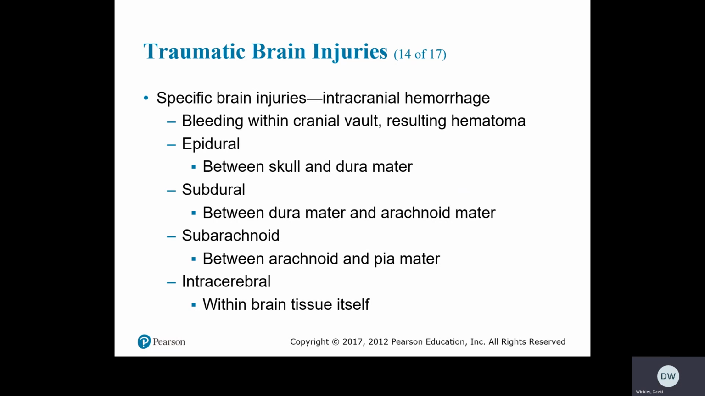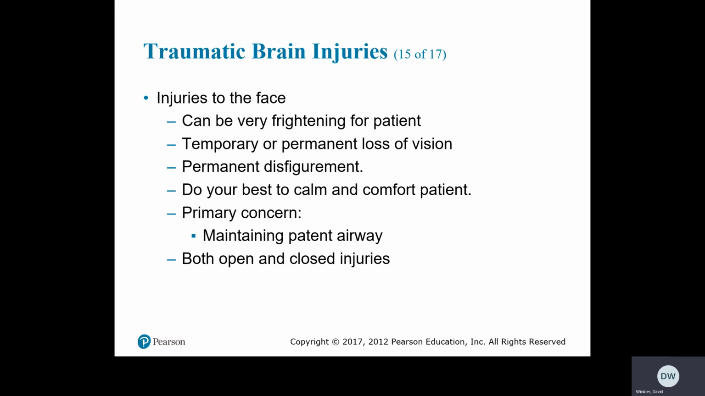So your traumatic brain injuries, obviously you have bleeding within the cranial vault resulting in the hematoma. We've already talked about the epidural, which is between the skull and the dura mater, the subdural, which is between the dura mater and the arachnoid mater, the subarachnoid, which is between the arachnoid and the pia mater, and then you have your intracerebral, which is within the brain tissue itself.